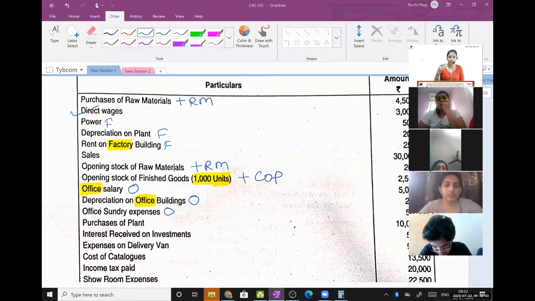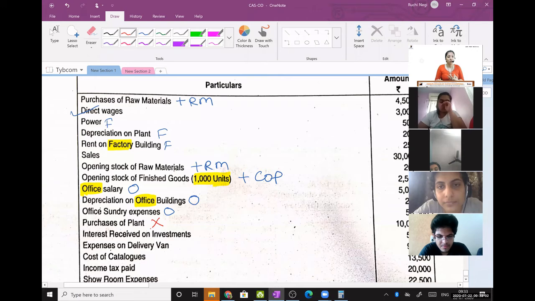Just keep in mind your note number 5, which is related to non-cost items in cost sheet. Financial expenses will not come in cost sheet. Financial losses will not come in cost sheet. Capital expenditure will not come in cost sheet. This is a capital expenditure, purchase of fixed asset. It does not come in cost sheet. And then capital income, like sale of fixed assets, also does not come in cost sheet.